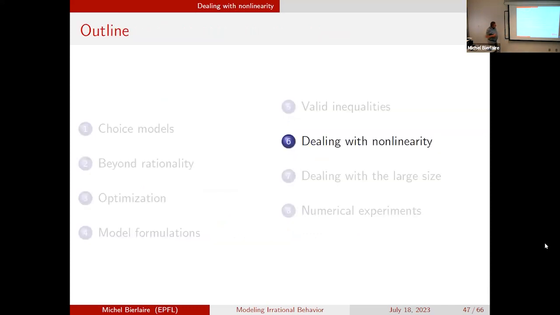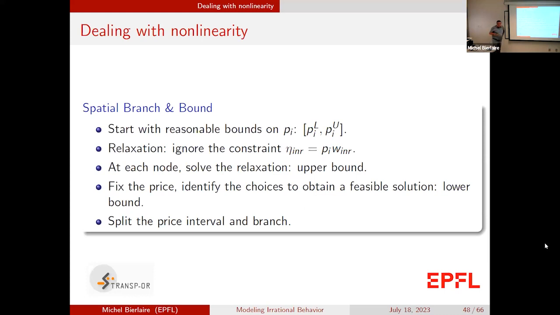Okay, now how do we deal with nonlinearity? Well, the best thing we have found so far is to use a spatial branch and bound. So you start with a reasonable interval of prices, and then you split it as you go along in order to narrow it down. So we relax the nonlinear constraints, and we work with the relaxation in the context of the spatial branch and bound. Each time you solve the relaxation, you get an upper bound, but then you can use this price and look at the behavior of people. So you can calculate the utilities and calculate the choice.